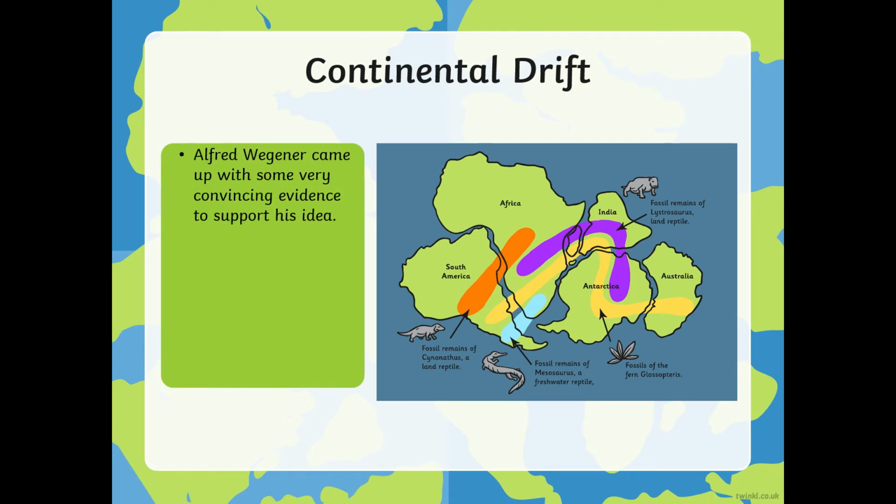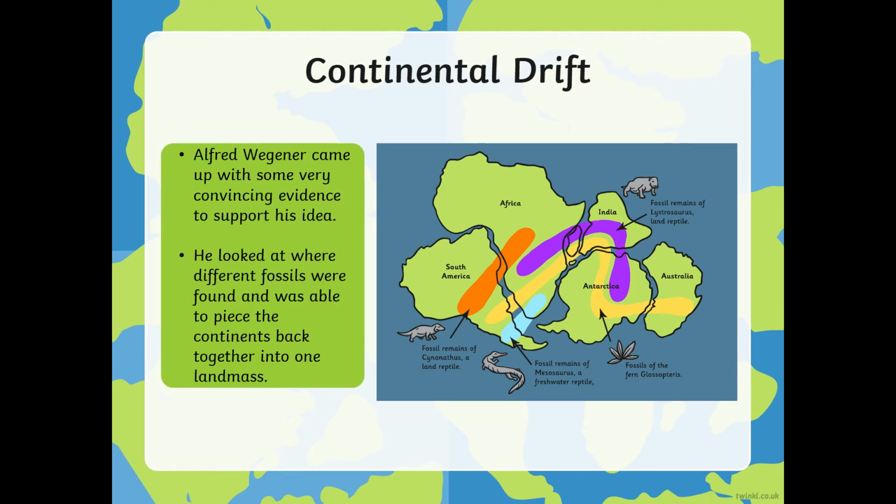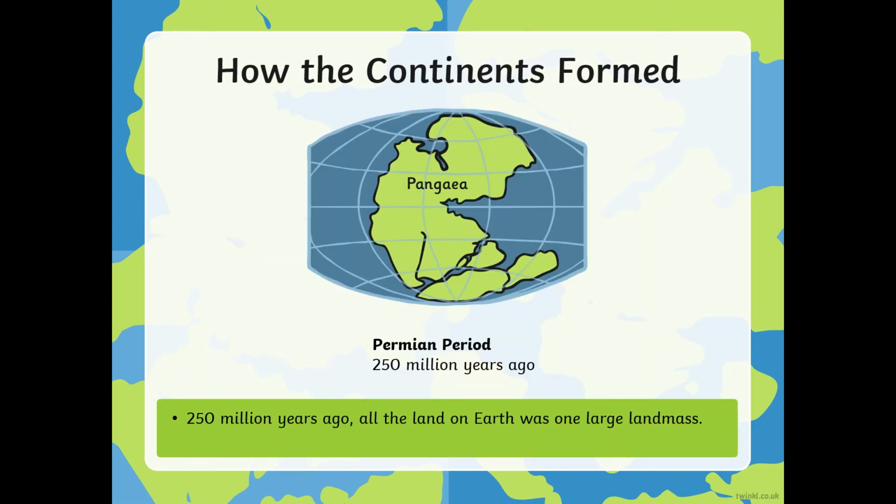Wegener came up with some convincing evidence to support his ideas by looking at where the different fossils were and being able to piece the continents back together into one landmass from the time, millions of years ago, when the fossils existed. You can see here in the diagram, a bit difficult to read the black on blue, that even in South America there was evidence of the freshwater reptiles. Even here in Antarctica, there are some fossils of plants that lived a long time ago.